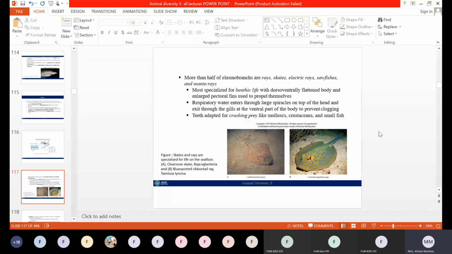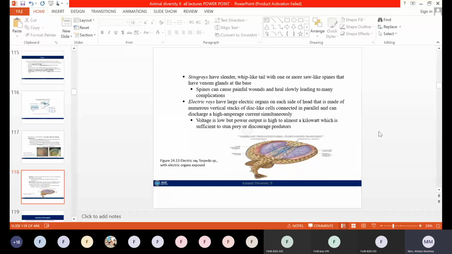So if we talk about the locomotion of the skates and rays, basically dorsoventral muscular waves help them to move through the water, right?